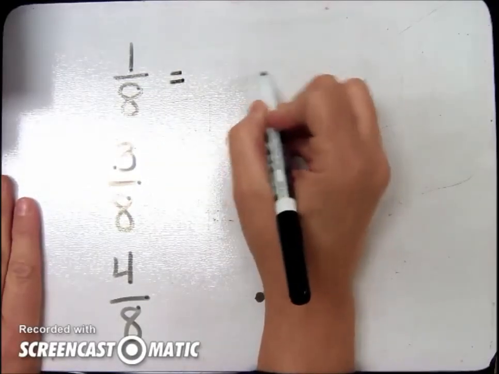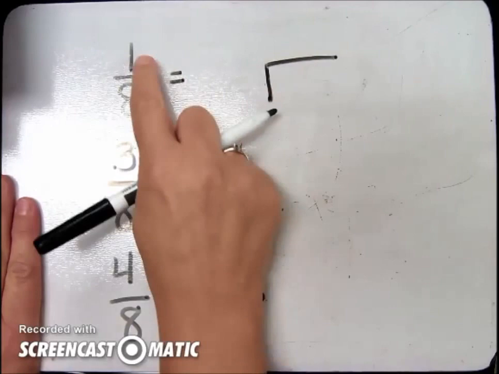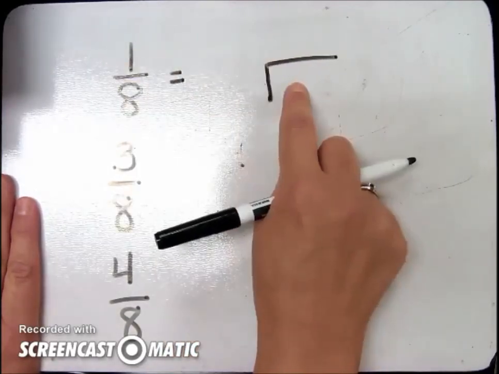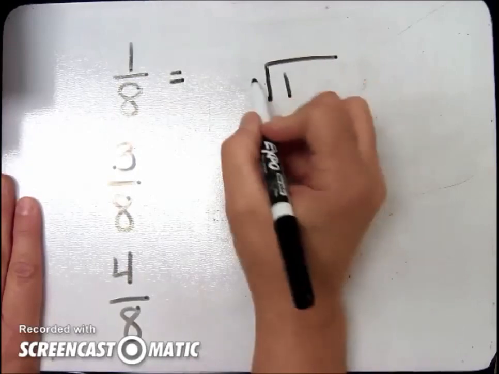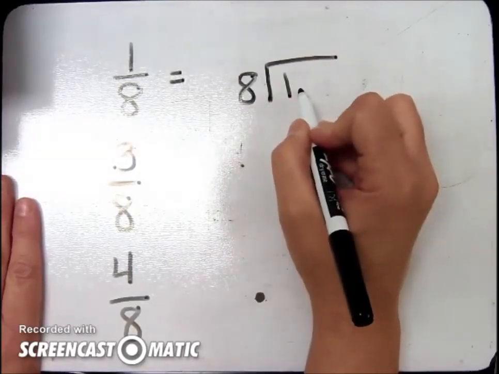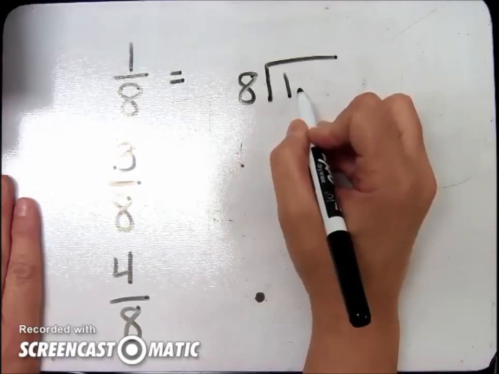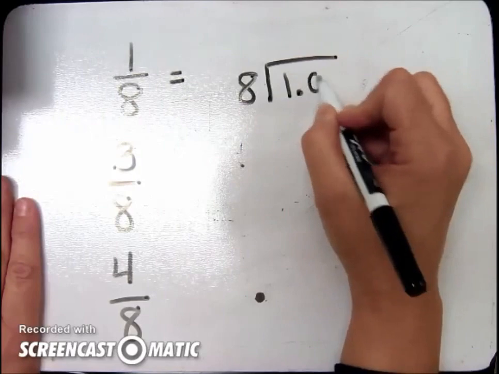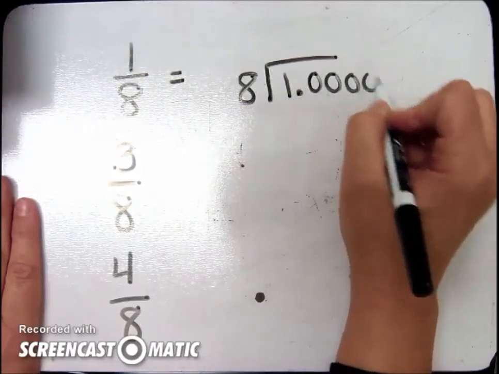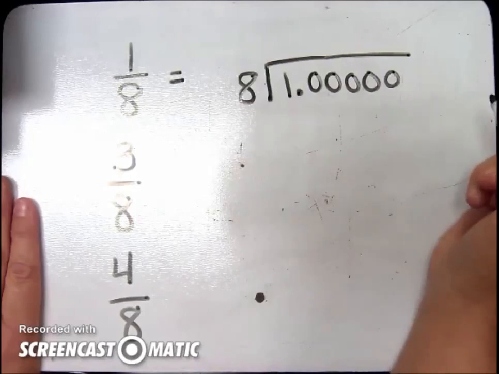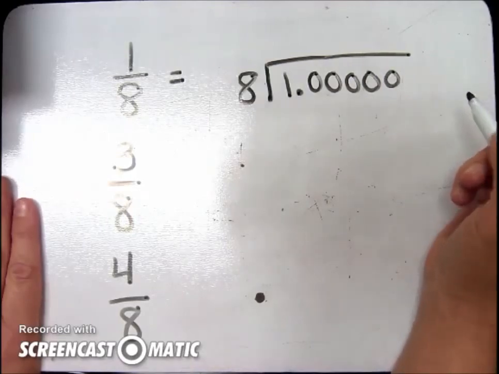So I'm going to want the top to go inside the division box. So the 1 on the top goes inside, and the 8 goes on the outside. So this is going to be a decimal. That's what I'm doing, I'm converting a fraction to a decimal. So I'm going to put a decimal point behind the 1 and add some zeros. I don't know how long this decimal is going to be, so I give myself lots of zeros. Now the decimal point goes straight up.